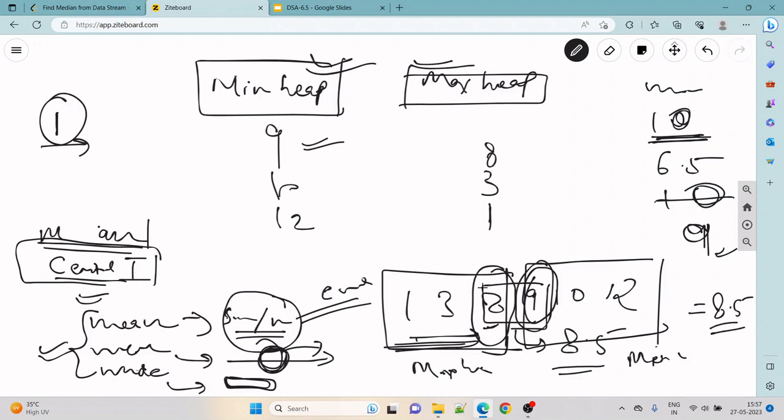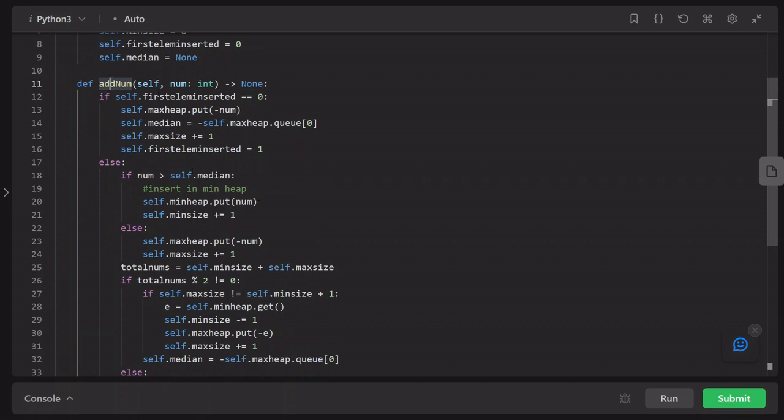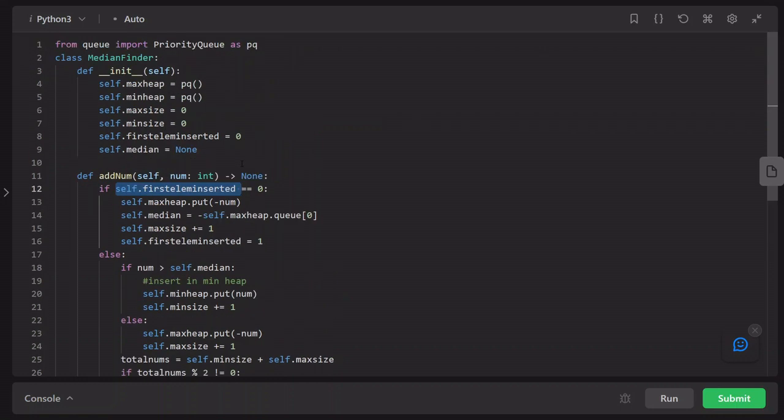So I hope you understood what the algorithm is. Now let's have a look at the code to understand the algorithm in a much better way. How are we going to calculate? We'll be receiving a number recursively. We have initialized a data set like this. This data set has a max heap, a min heap, the size of the max heap, the size of the min heap, an indicator whether the first element is inserted or not, and the median of the data set.